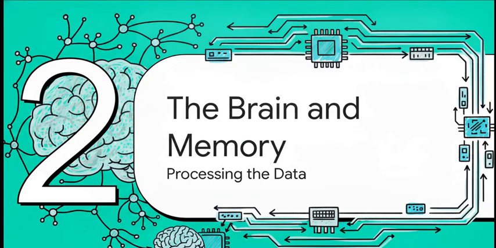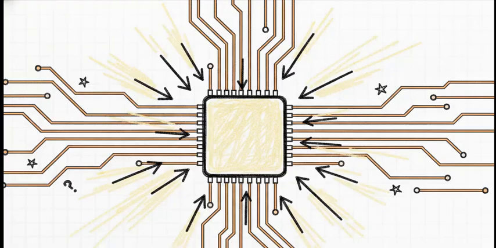Right, moving on to section 2, the brain and memory, which is where the core processing loop really gets going. Those initial electrical sparks we just talked about, they immediately become highly structured data streams. Across the microscopic traces of the motherboard, data is shuttled via high-speed buses directly to the processor. We're talking highly organized information moving at just incredible speeds. It's like a digital superhighway in there.